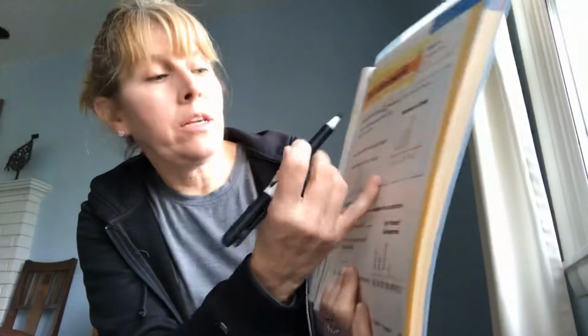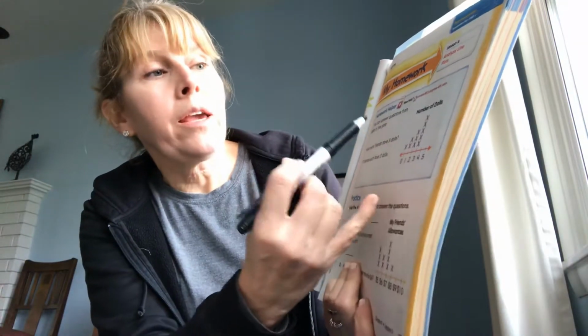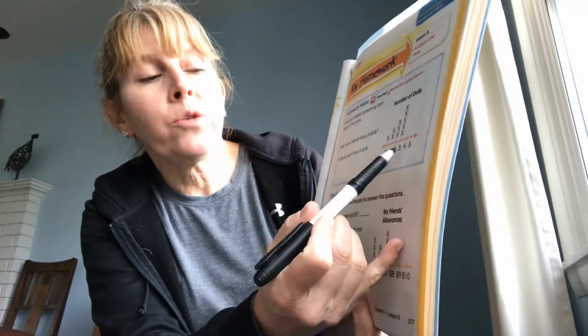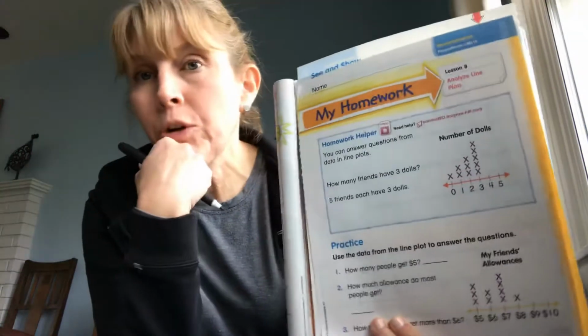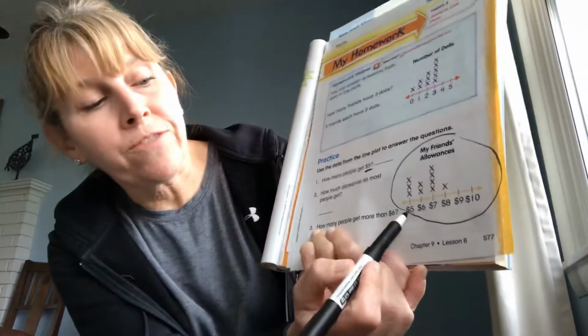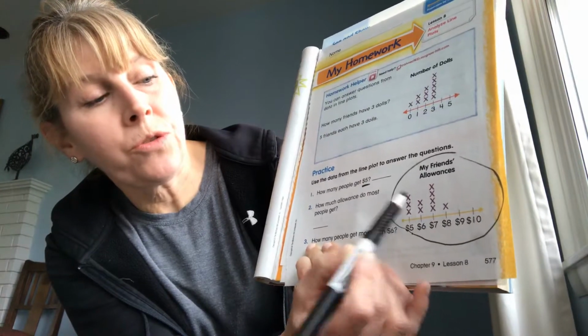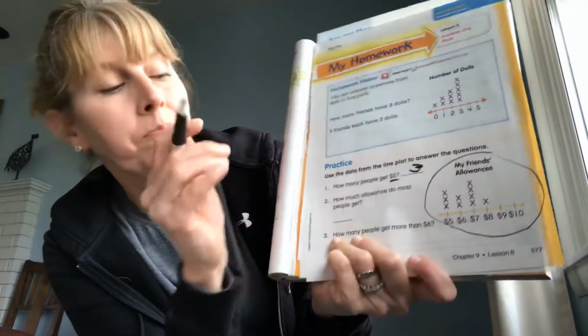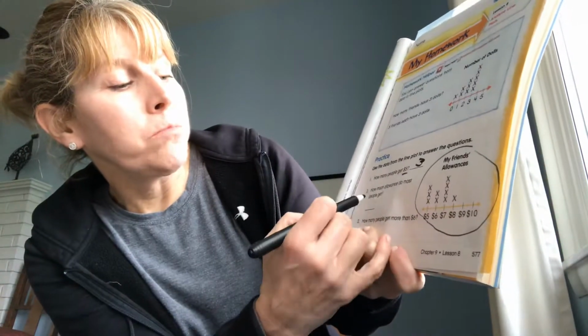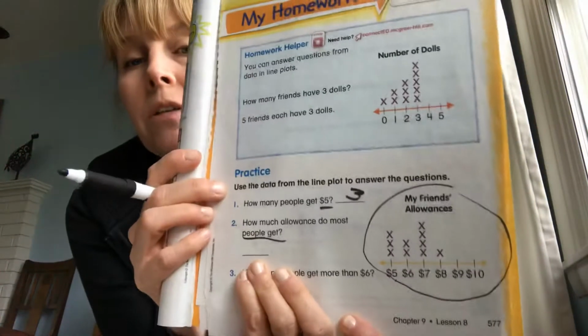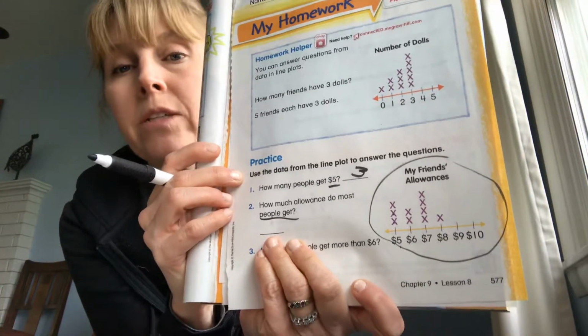A line plot is a graph that shows the frequency, how often a number occurs. So we have a line plot here of my friends' allowances. How many people get $5? So you get a $5, and there's 1, 2, 3 people. How much allowance do most people get? So what's the most common one? What has the most X's?